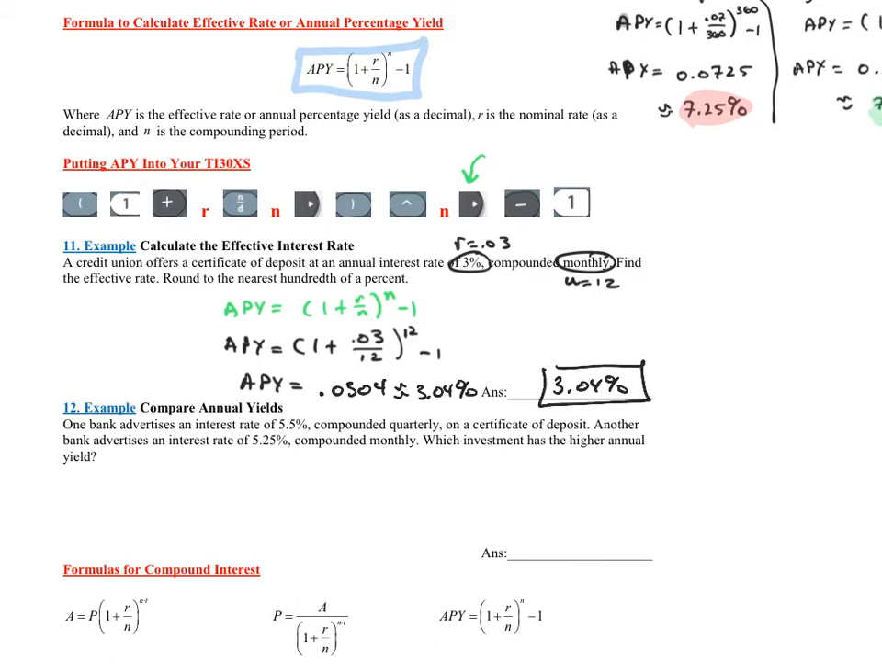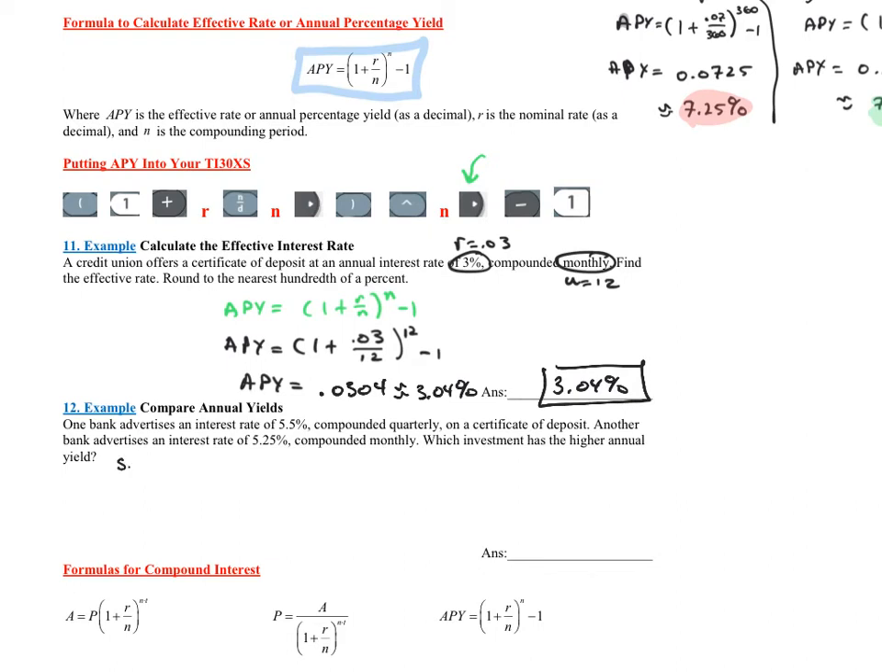One bank advertises an interest rate of 5.5% compounded quarterly on a certificate of deposit. Another bank advertises an interest rate of 5.25% compounded monthly. Which investment has the higher annual yield? So again, if I was looking at just the rate, I would want 5.5% because it's higher. If I was looking at just the compounding period, I'd want monthly because it's higher. So which one of these two banks is the best one?